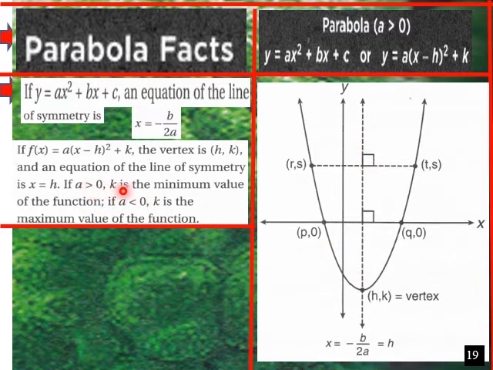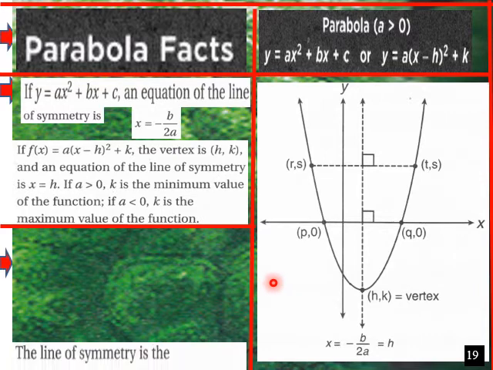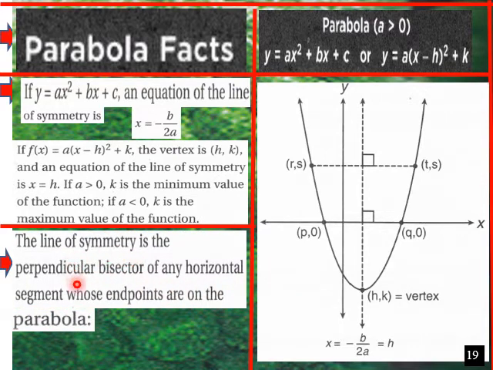If a is greater than 0, k is the minimum of the function, and if a is less than 0, k is the max. So this one opens up, so this k would be a min. The line of symmetry is a perpendicular bisector of any horizontal segment whose endpoints are on the parabola. So h equals p plus q over 2. That would be another way of putting it. So this would be p and then q here. We add them and take the average, and that would also be your line of symmetry.